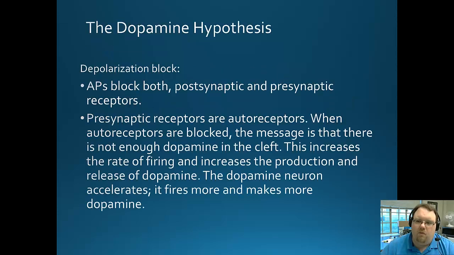So, why would it take a while for these drugs to take effect? Why would it take several weeks when it starts blocking receptors almost immediately? Well, antipsychotics block both the postsynaptic and the presynaptic receptors. The presynaptic receptors, of course, are autoreceptors, the ones sensing how much dopamine is in the synapse and adjusting accordingly. When these are blocked, it gives the cell the signal that there's not enough dopamine. So there's an increase of firing, an increase of the release of dopamine. And so in the brief period of time after this happens, there's actually an increase in dopamine in the synaptic cleft, or at least that's the hypothesis.